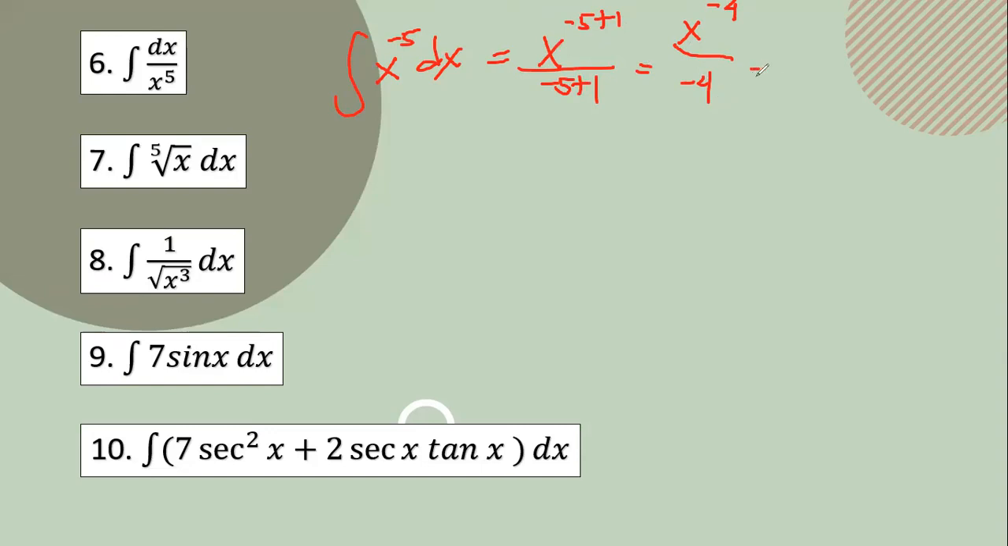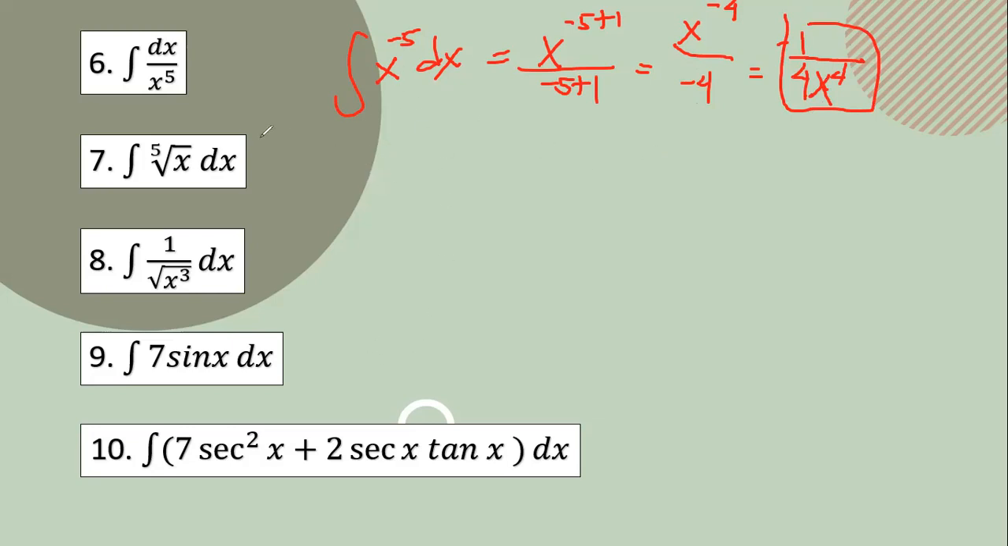Okay, so we have negative 1 over 4. X raised to negative 4 is 1 over x raised to 4. So dito siya sa baba talaga. X raised to 4. Okay, and that will be our final answer. Negative 1 over 4x to the 4th.